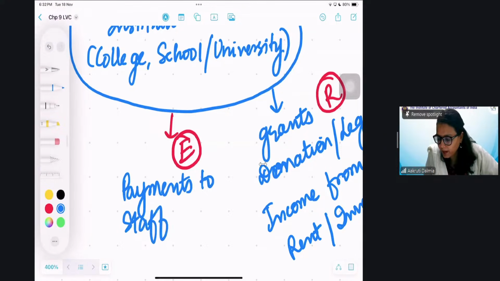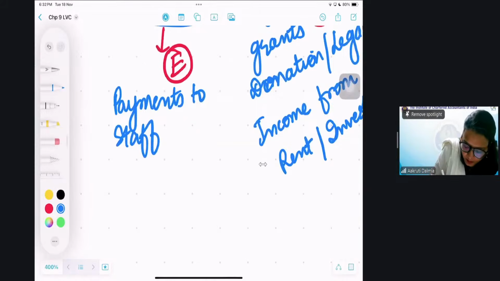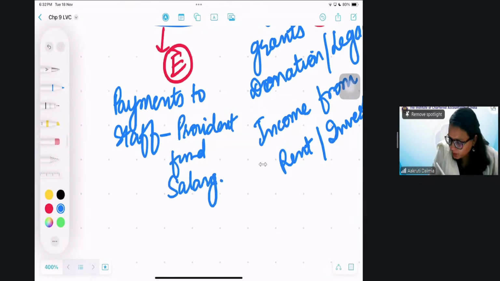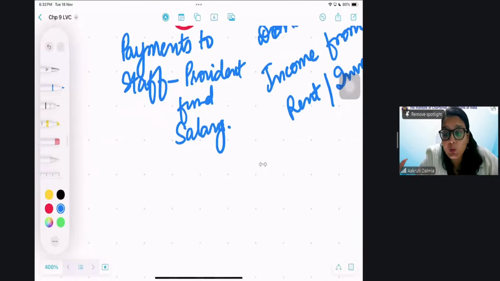Okay. Payments to staff. It includes provident fund contribution, salary. Okay. All this needs to be properly checked. Okay. Then in expenditure, there can be 1,000 things. I cannot write for 4 or 5 marks.